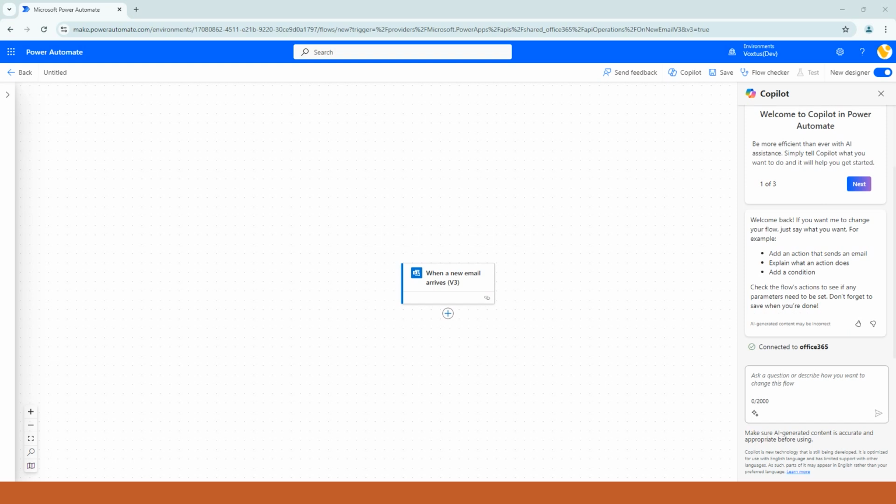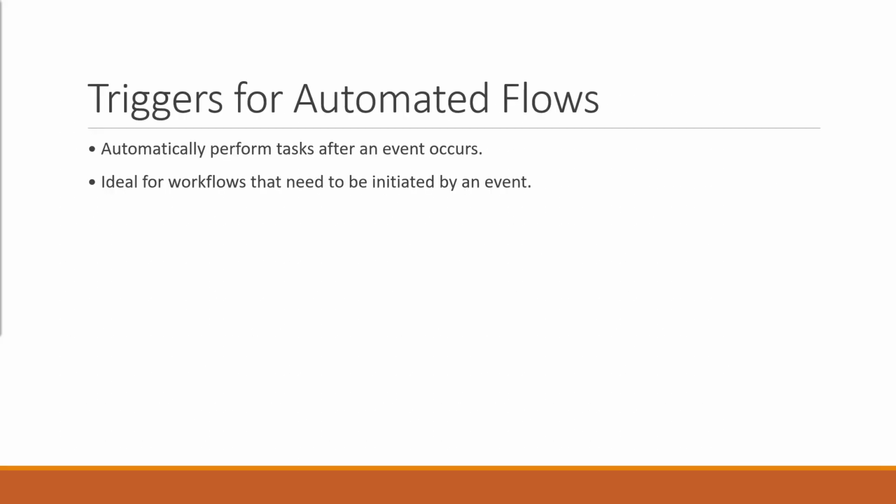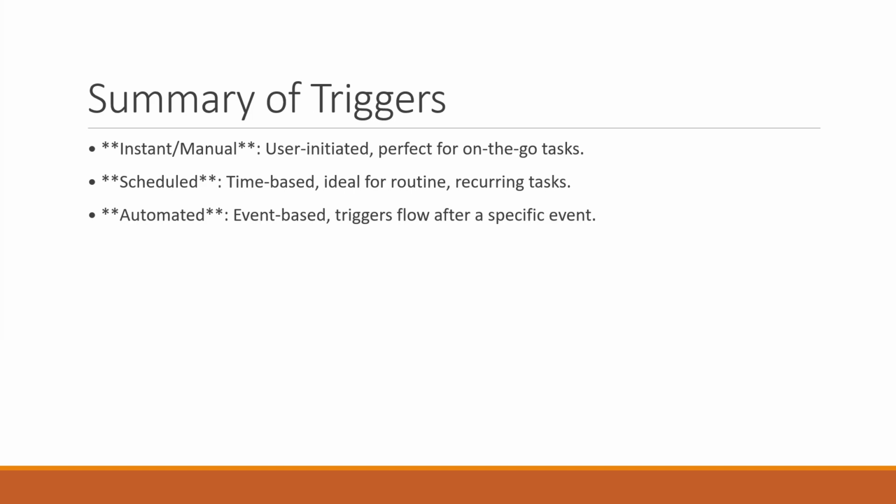So this trigger means, for instance, the moment a new email lands in your inbox, your flow can automatically organize it, notify someone, or start another process. It's like having an invisible assistant who's always on the job. The best part, you don't have to lift a finger.